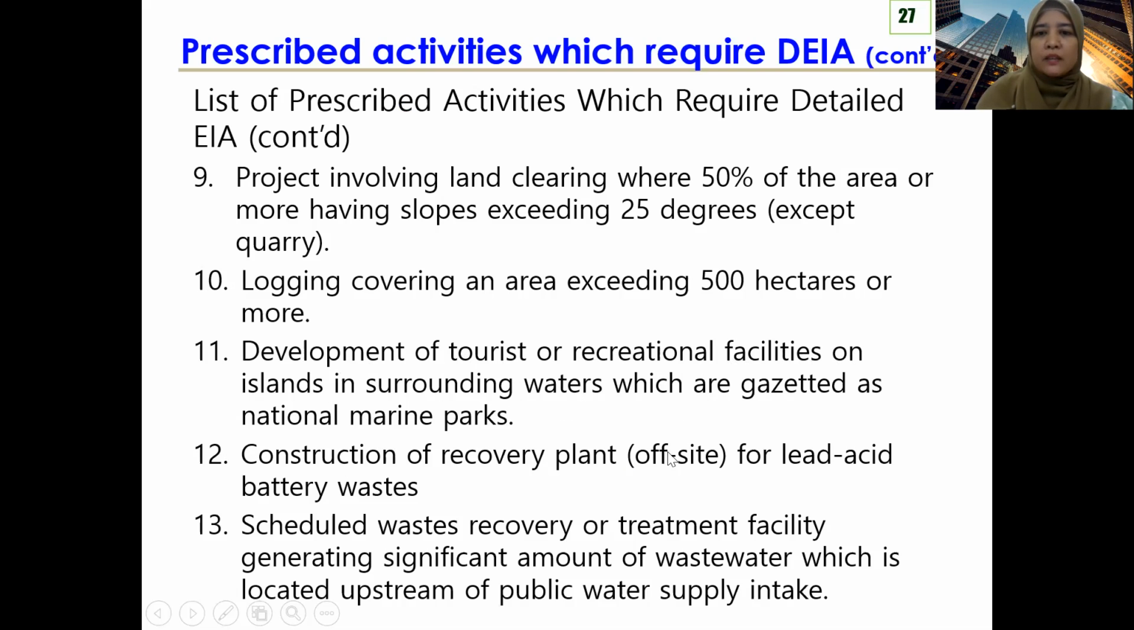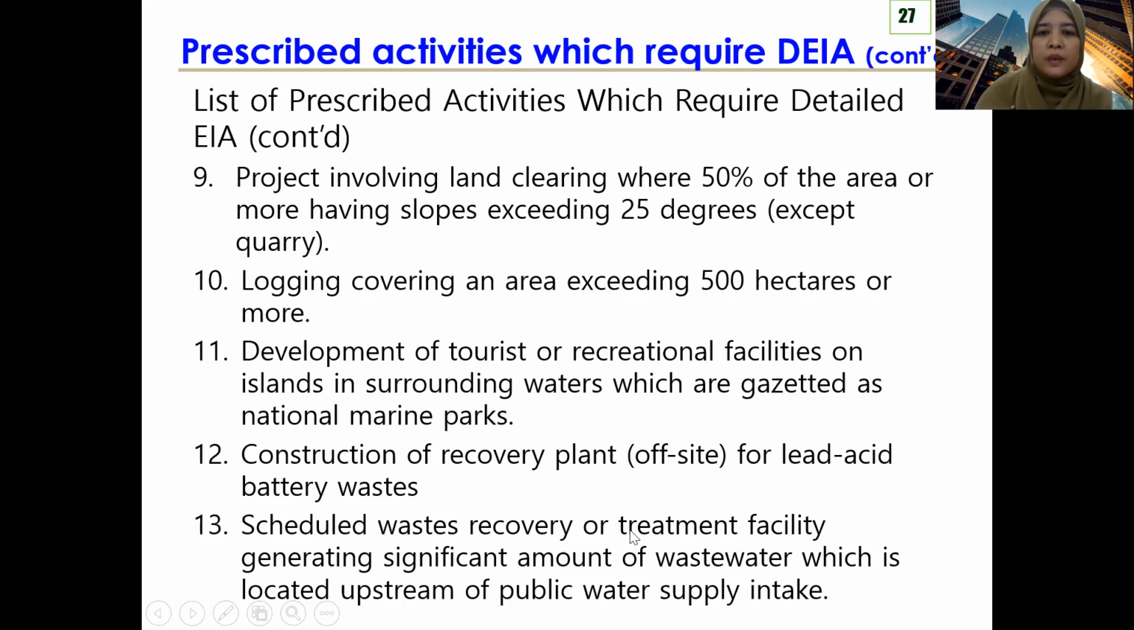Construction of recovery plants offsite for lead acid battery waste. Bateri sangat bahaya, kan? Tahu, you cannot simply dispose. You know this? Bateri tak boleh simply buang macam tu saja. Dia punya leak tu nanti contaminate the land.